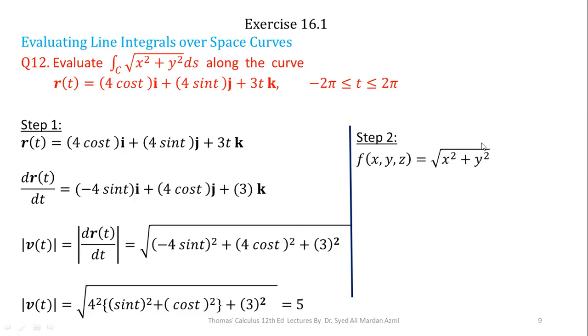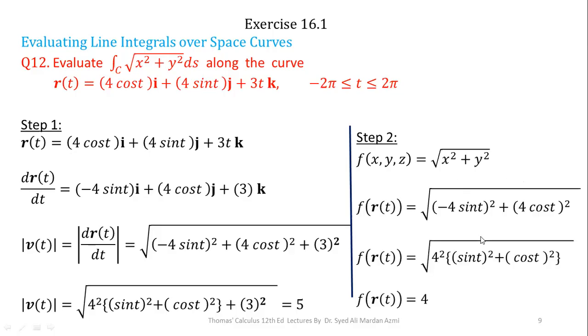In step number 2, we will convert our function in the form of t. In r of t, the value of x is 4 cos of t, the coefficient of i, and from r of t, the value of y is 4 sin of t, the coefficient of j. Substituting the values, making the simplification, we get our answer of f of r of t as 4. This completes step number 2.